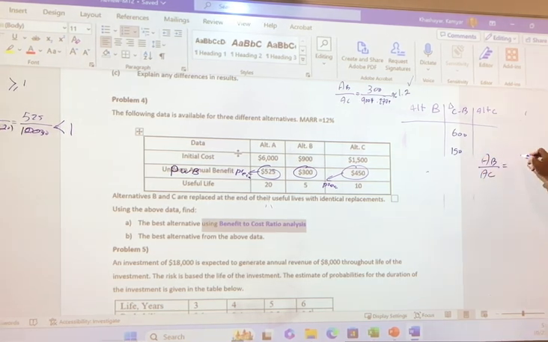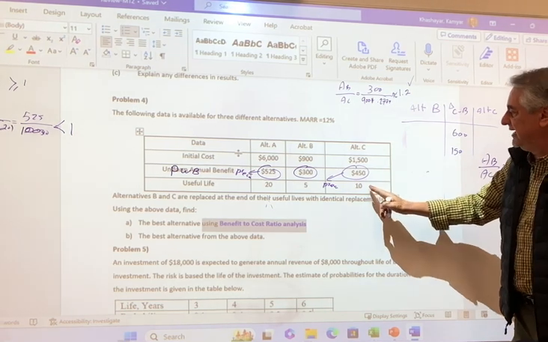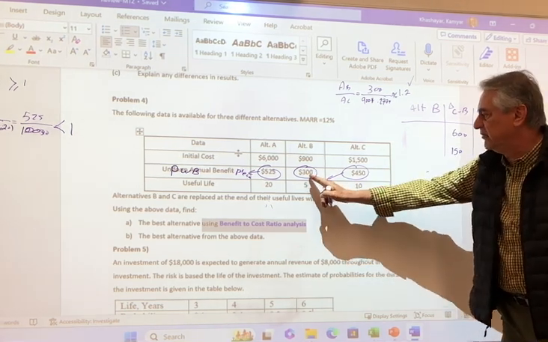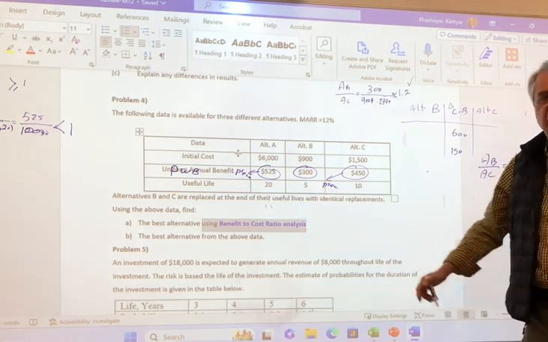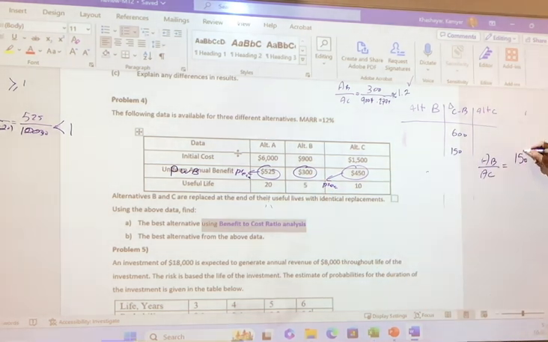Annual benefit is 150, right? But this is for 10 years period. This is for 5 years period. Which year should I choose? What's my N? Is N 5 or 10? I don't know.